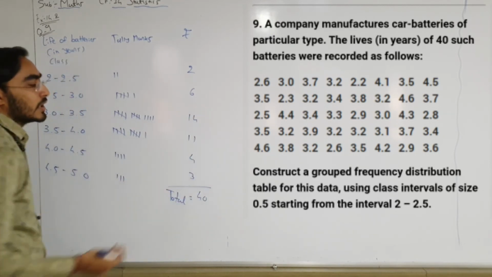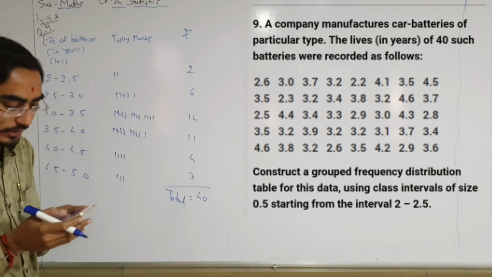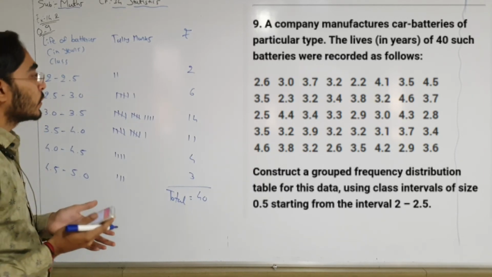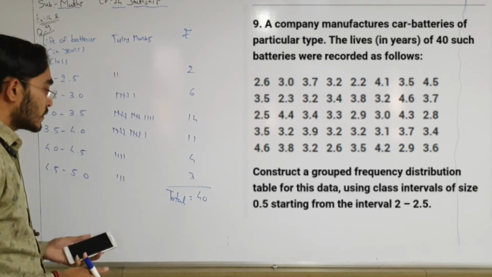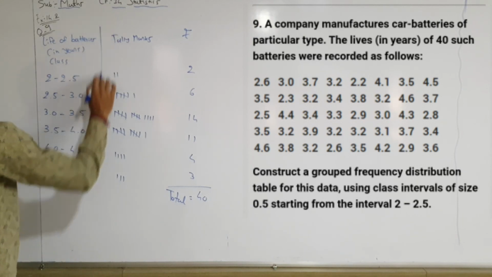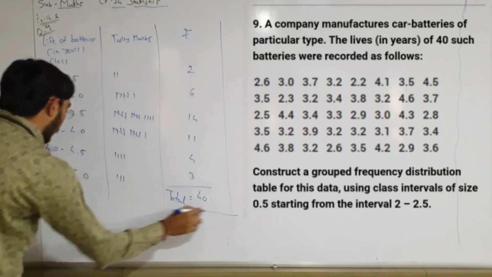So here that is already given in the question. This is the data of 40 batteries, right? This is the data of 40 such batteries. So our total is 40. Okay, so now our frequency distribution is ready, and here our question is over. Okay, so just draw the table with the pencil and scale.